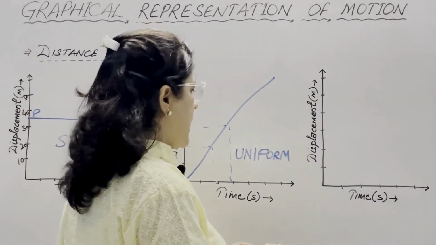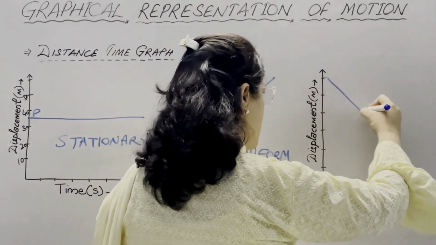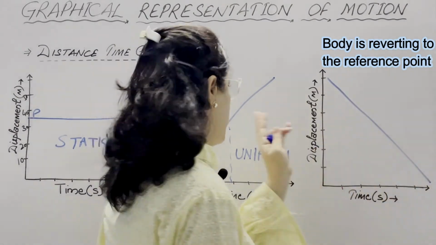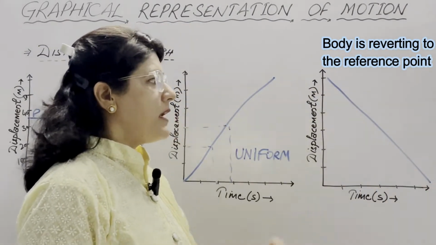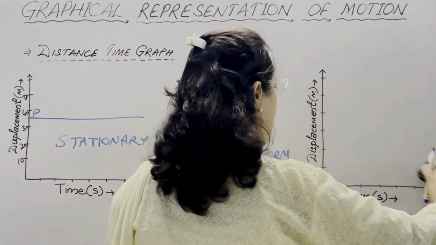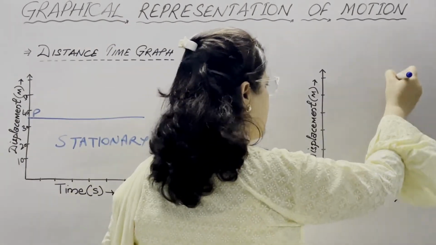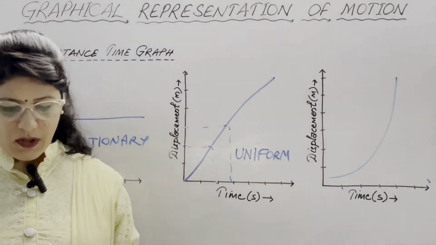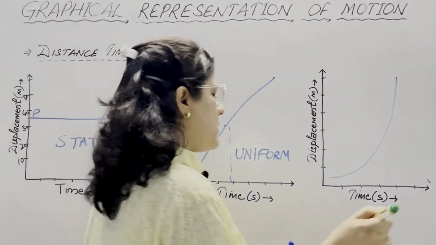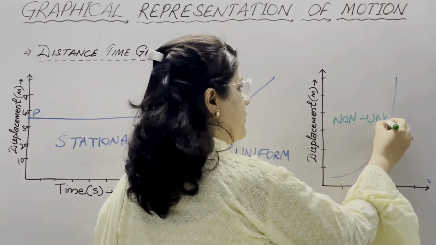And a displacement time graph or distance time graph having negative slope also shows uniform motion, but this time with a negative slope. This is a positive slope and this is a negative slope. Similarly, this displacement time graph can also be shown like this, and this shows non-uniform motion. This graph represents motion of a body which covers unequal distance in equal intervals of time. So this is for non-uniform motion.